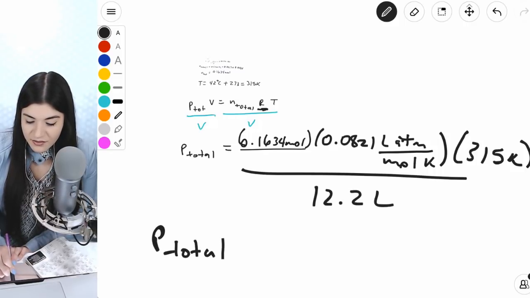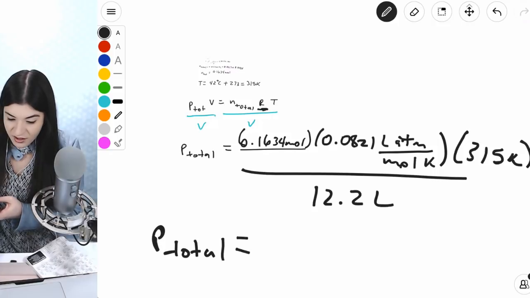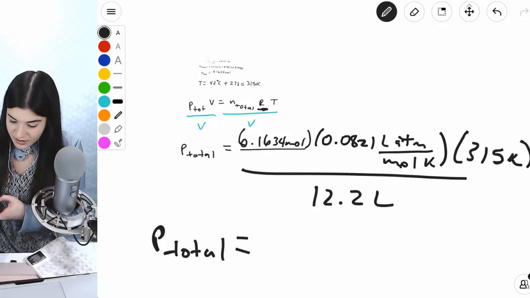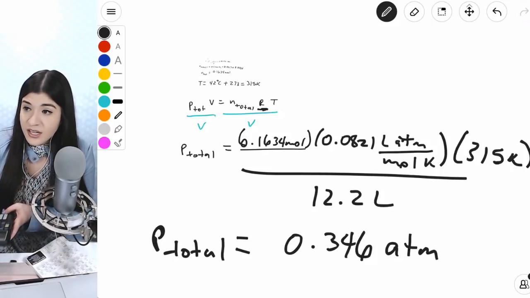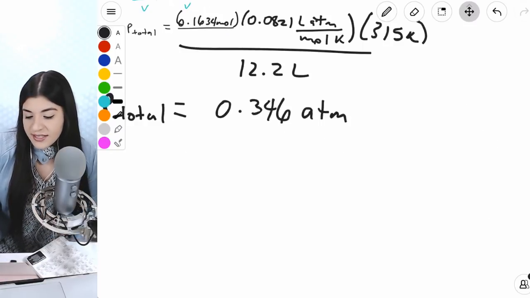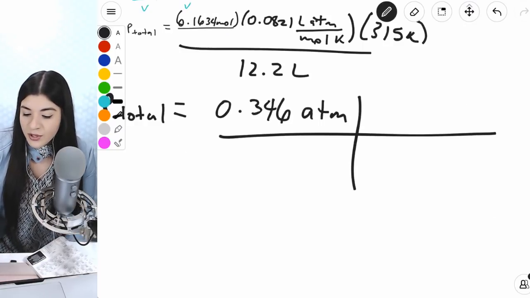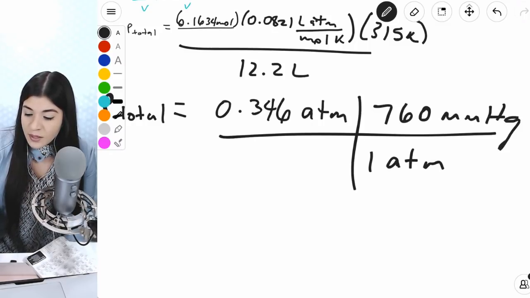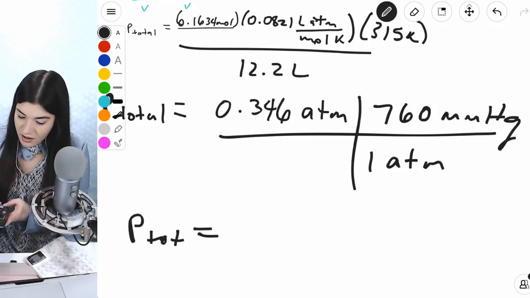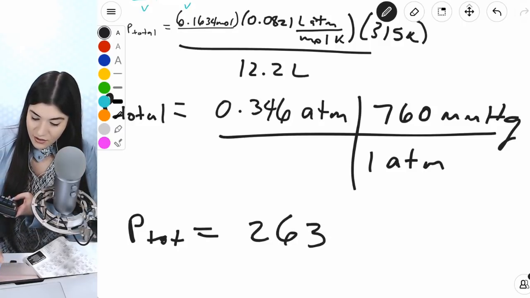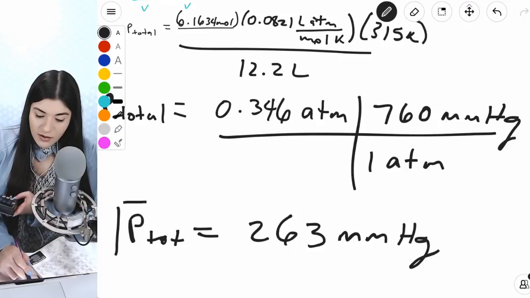Our total pressure, let's figure all of this out. We'll multiply straight across on the top. And we'll see what we get from that. And then I'm going to divide by 12.2, and our total pressure is going to be 0.346 atmospheres. This question asked for millimeters mercury. So one last step there is I'm going to convert this. So converting this to millimeters mercury, in 1 atmosphere, there are 760 millimeters mercury. Multiply, and we'll finally get our total pressure. So multiplying these two together, we'll get 263 millimeters mercury. So that's for that first part.